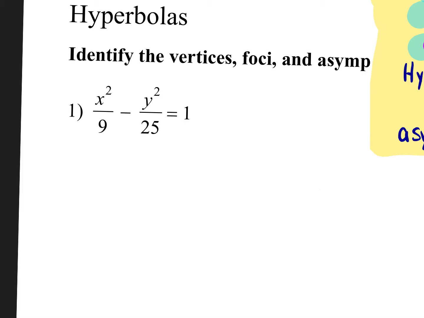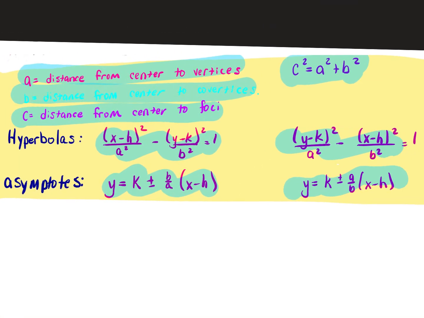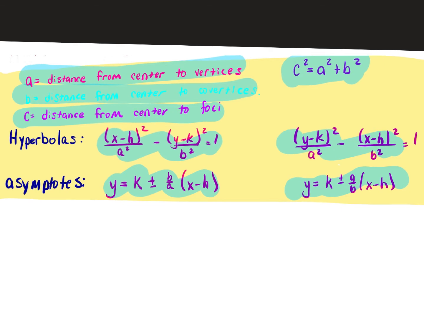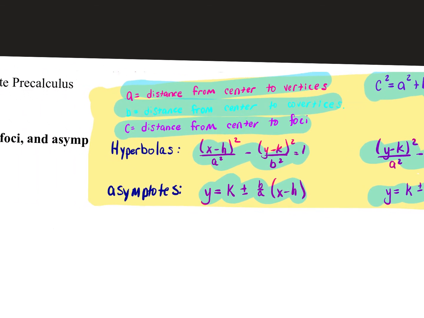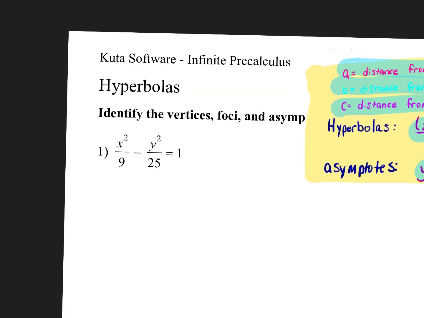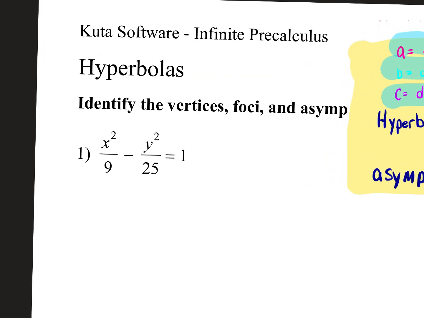Okay, like I said, you should have this, what I have here in yellow. It's our standard forms. It's our equation of asymptotes. It tells me what A, B, and C are. It tells me how to find C squared if I have A and B, that sort of thing. So given this information, you guys can tell me a lot.